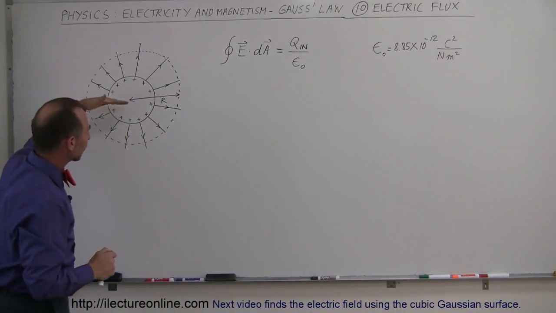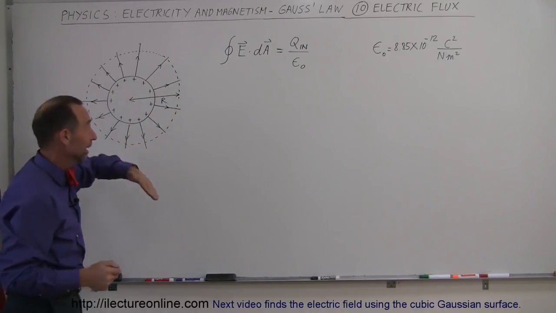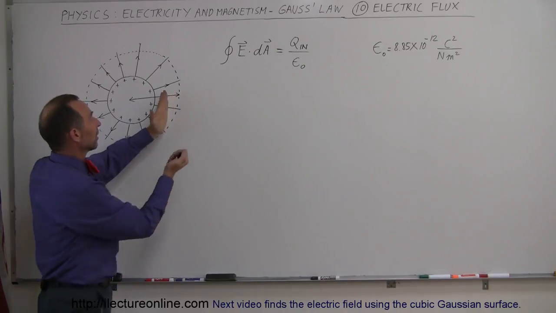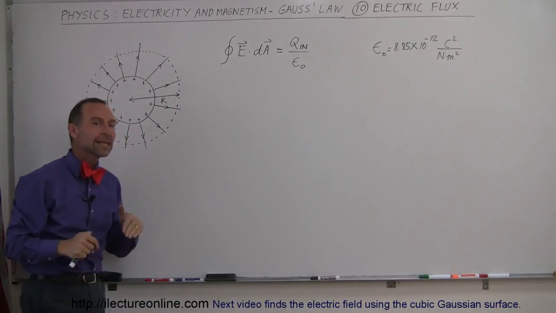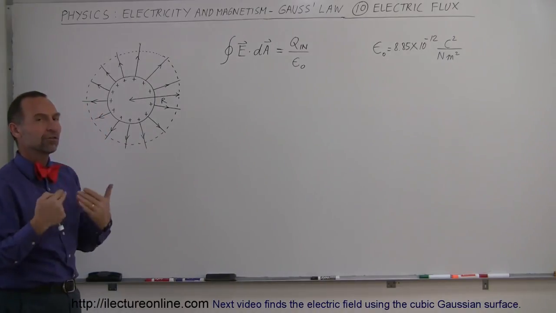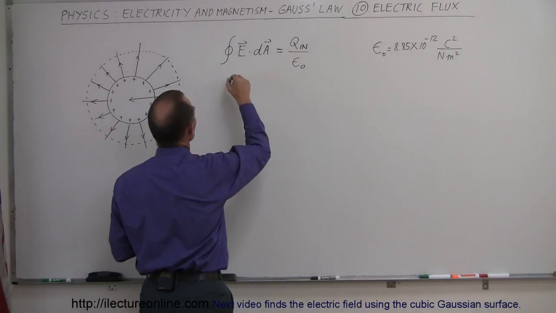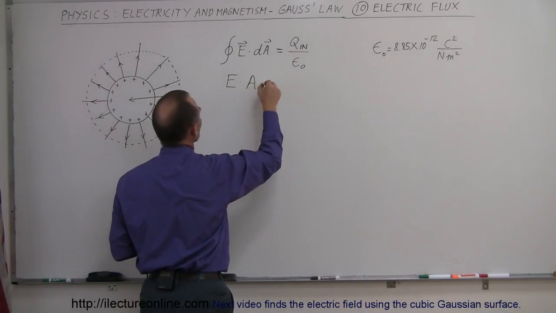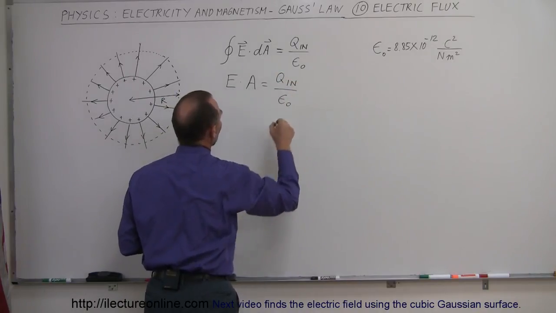Since the electric field direction is in the same direction as the perpendicular line away from the surface, the angle between those two vectors, E and dA, is 0. Therefore, the cosine of 0 is 1. So we can say that the integral is equal to the strength of the electric field times the area of the surface, which then has to equal Q inside divided by epsilon sub naught.